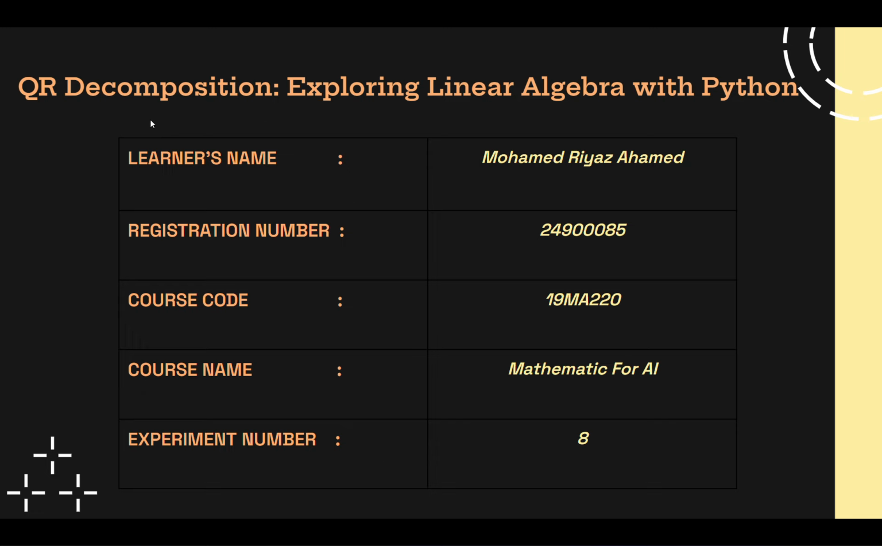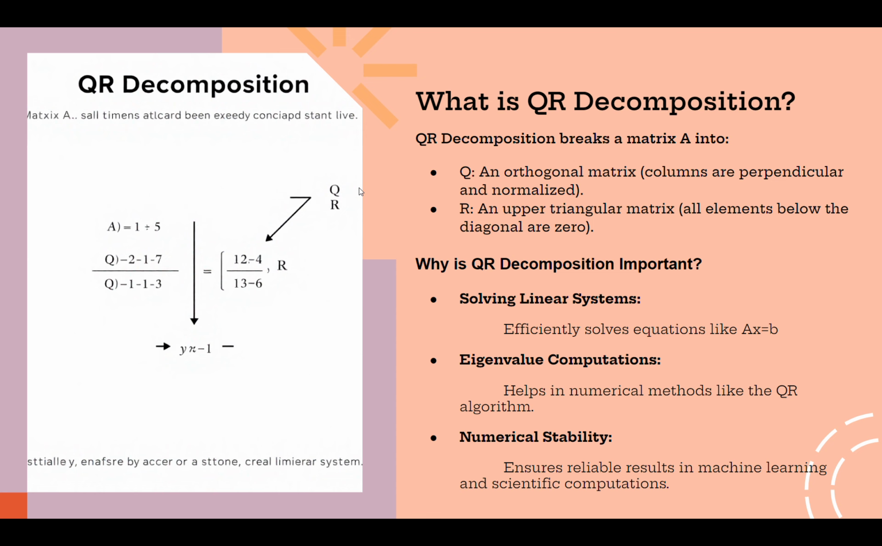So what is QR decomposition? Why is it important? How do we do it? And how can we code it in Python? Let's dive right in. What is QR decomposition?